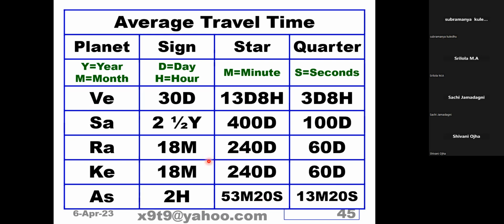Now Venus takes same as Sun and Mercury. So 30 days, and 13 days 8 hours, 3 days 8 hours.